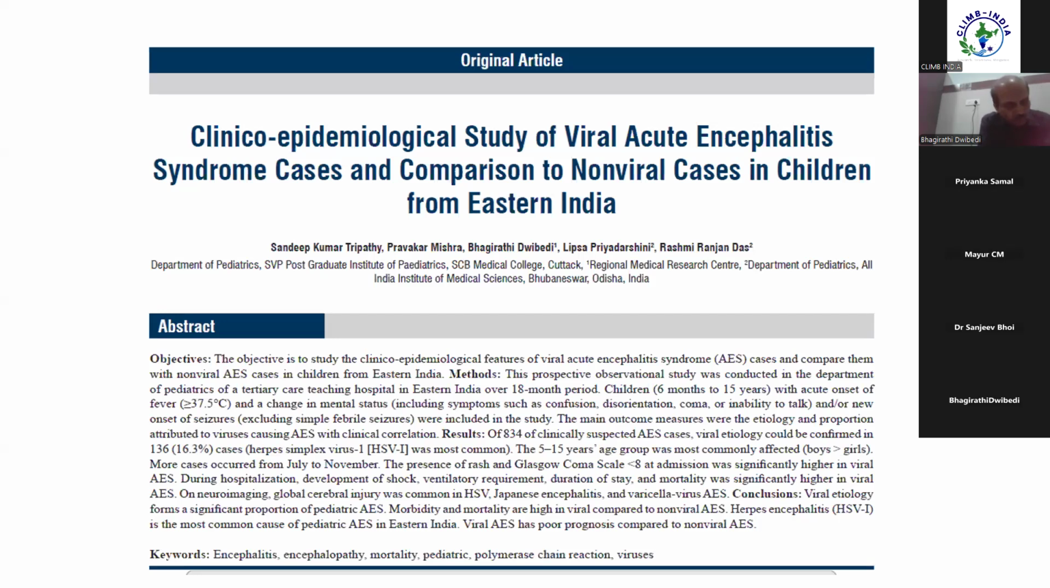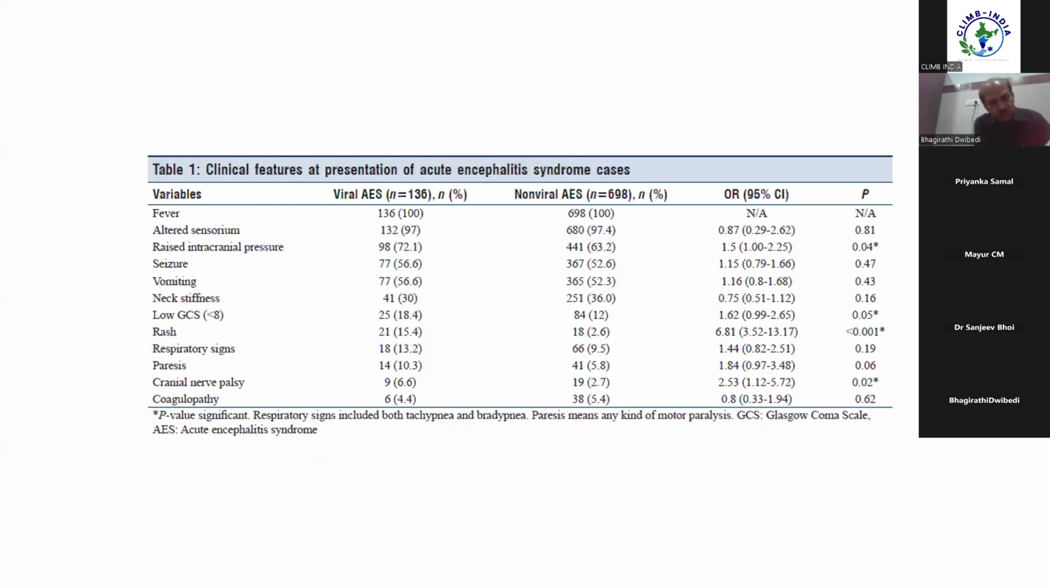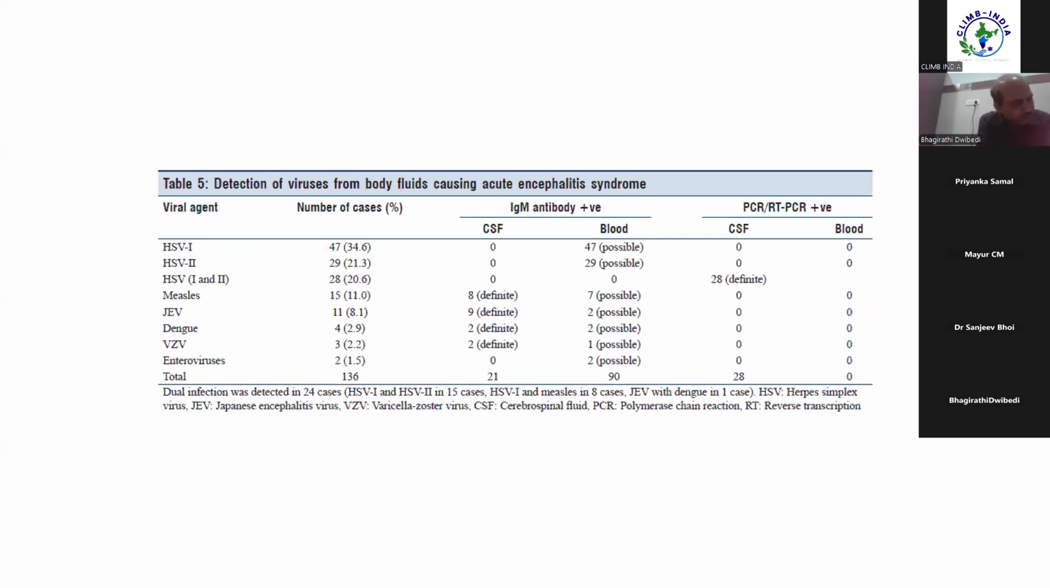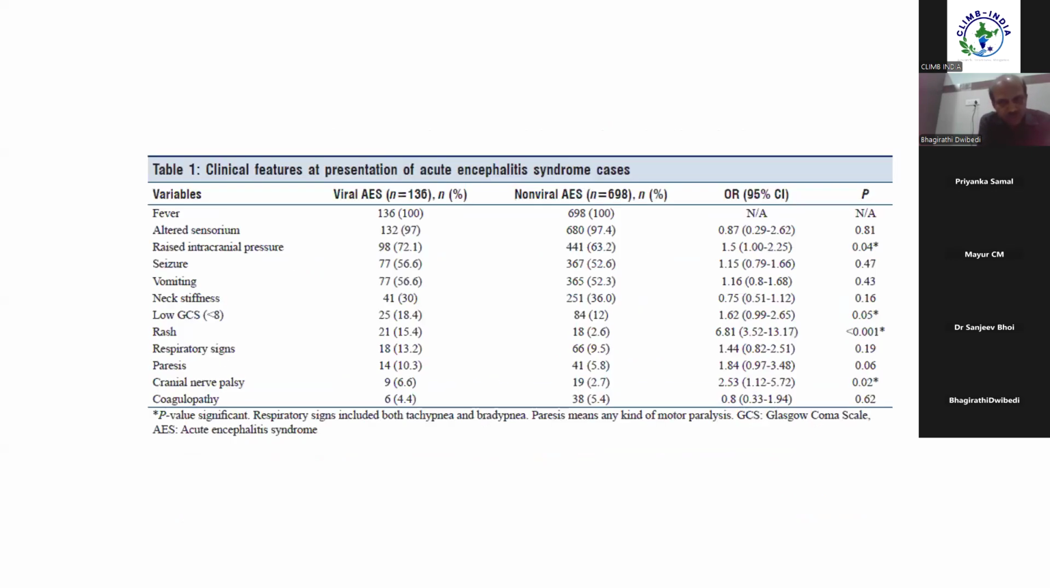If you look into the symptomatology of the viral causes and non-viral causes of encephalitis, definitely there is some significance in terms of paralysis, and some degree of cranial palsies were more in encephalitis with a viral etiology in comparison to encephalitis without a viral etiology. Even the features of raised ICP were more dominant in cases presenting with a viral confirmation compared to non-viral etiology.